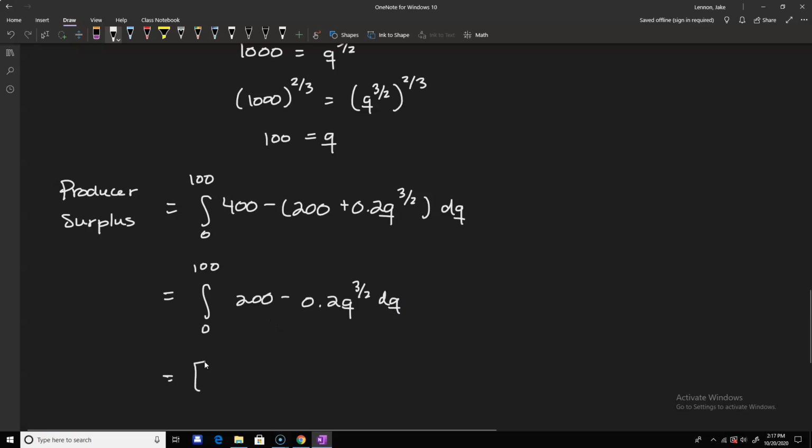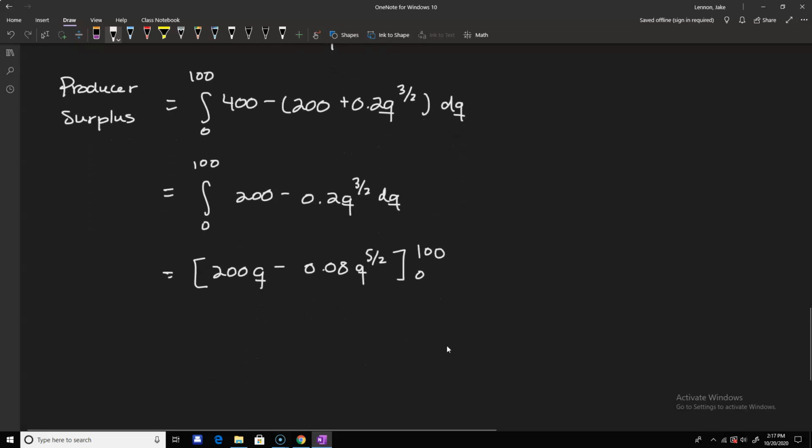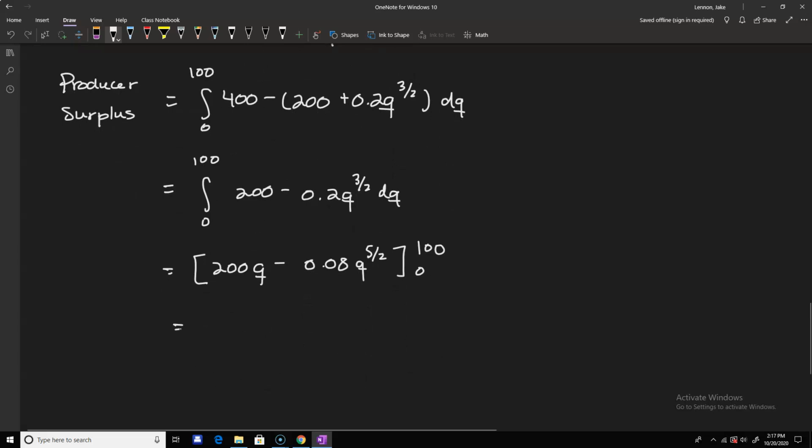And integrating that, we have 200q, and then again add 1 to the power, which is going to be 5/2, and we're going to multiply 0.2 by 2/5. So that's going to come out to 0.08 q to the 5/2. And again, that's from 0 to 100. Since both terms are being multiplied by a power of q, plugging a 0 in will vanish, so we really just need to plug in that 100, and we get our producer surplus of $12,000. So that's our answer for this example.